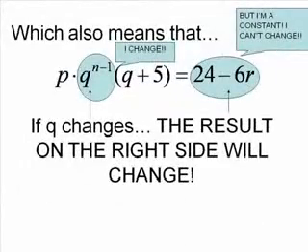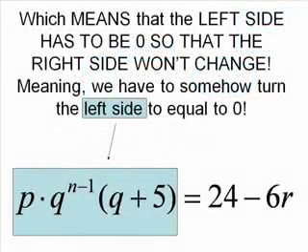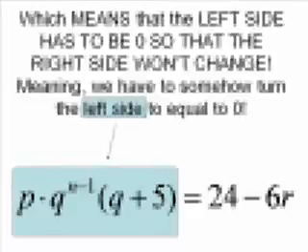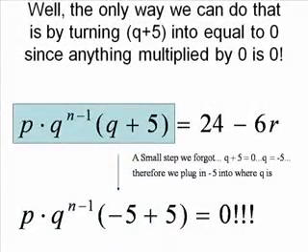So this means if q to the power of n minus 1 changes, this will also result in the constant r on the right side of the equation changing as well. The only way to keep the right side of the equation constant is that we have to somehow turn the left side of the equation to equal 0. Well, the only way we can do that is by turning q plus 5 to equal 0. Since anything multiplied by 0 will become 0, we can do the same with the equation below.